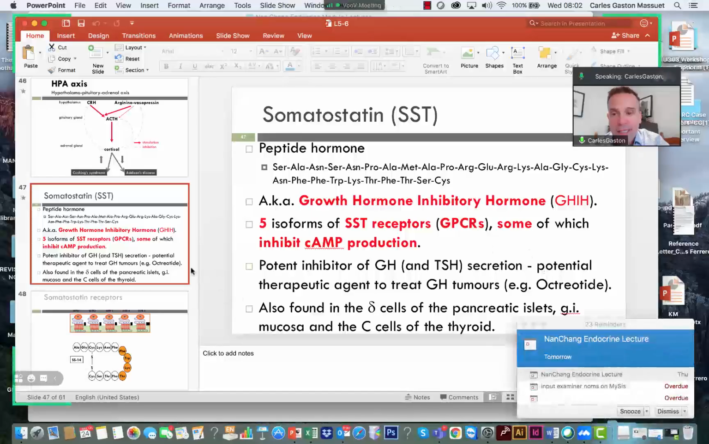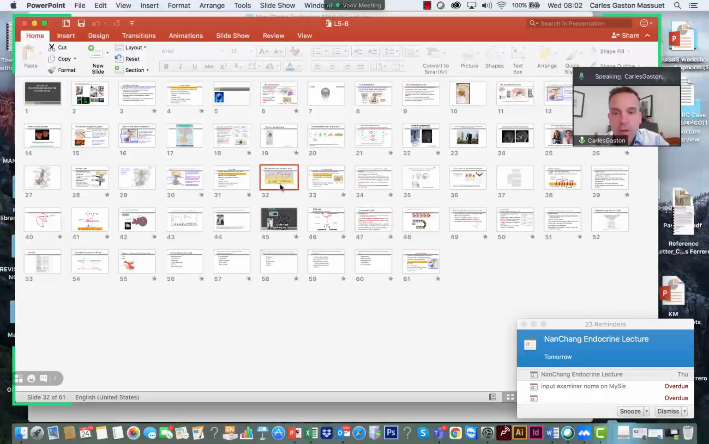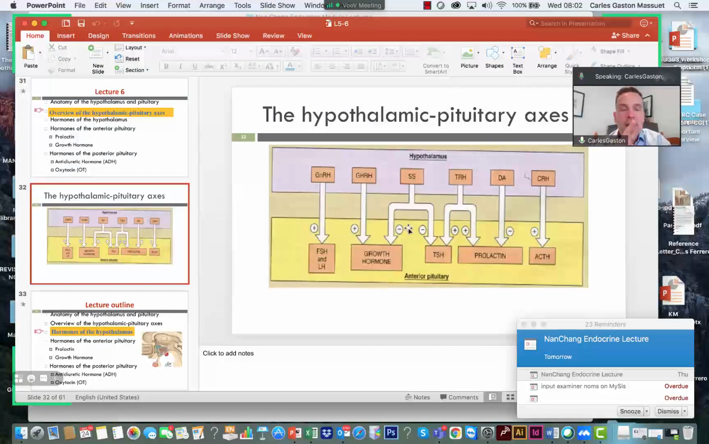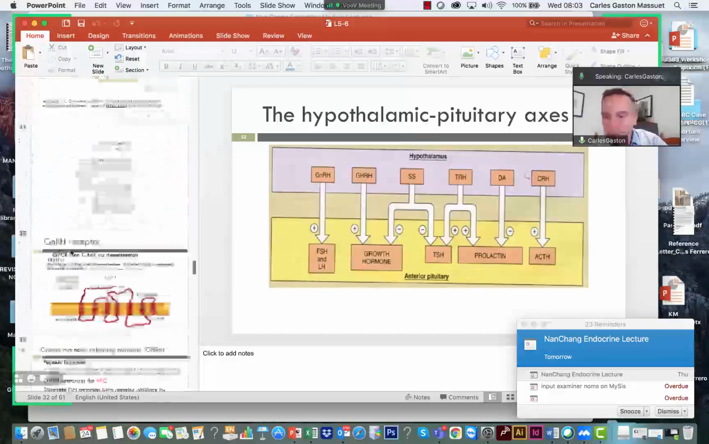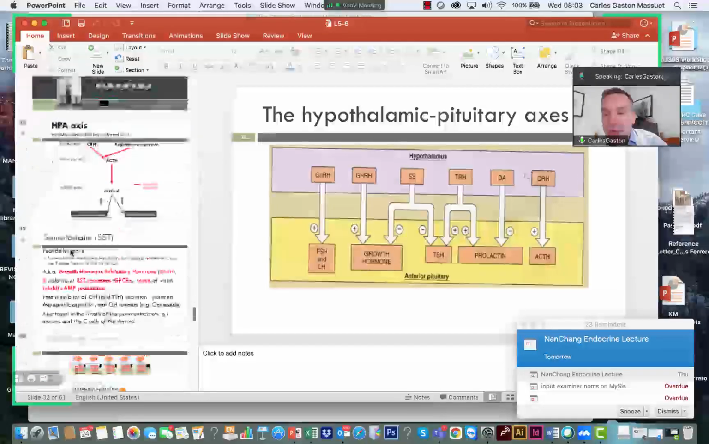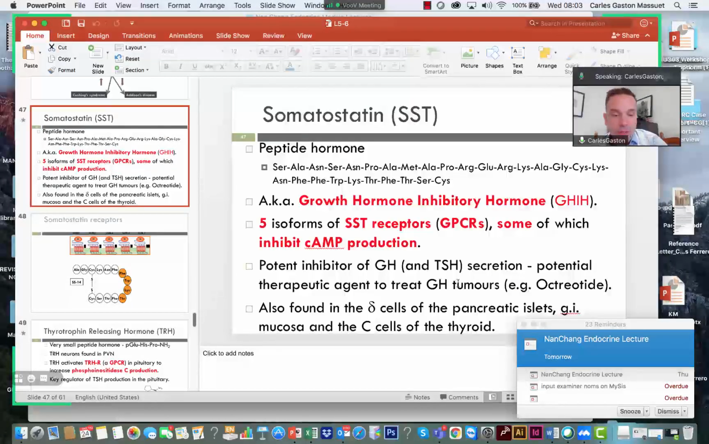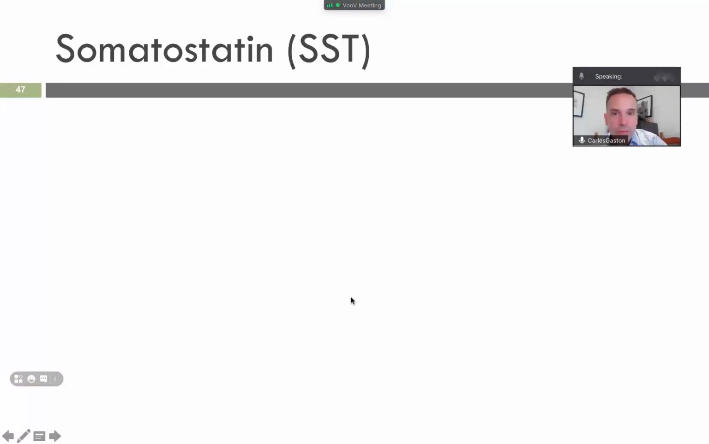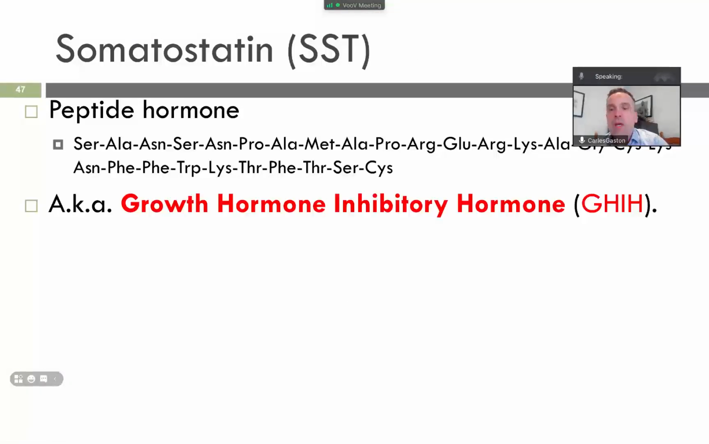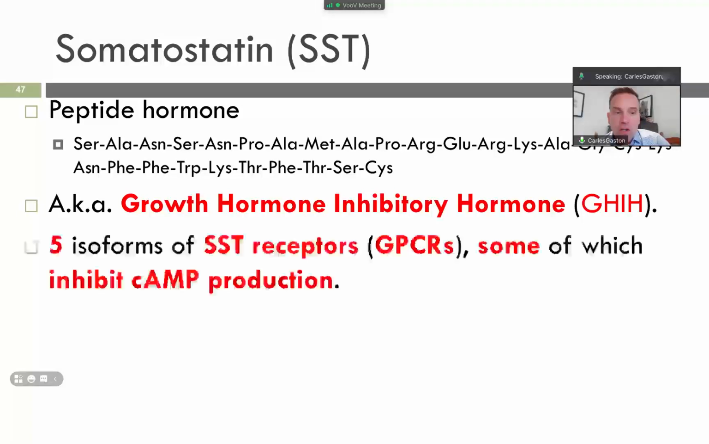If we go back to that slide, let me put that slide up just for you to remember. Here we have somatostatin. There are two hormones in the hypothalamus that have an inhibitory effect, somatostatin and dopamine, okay? So this is a very useful summary slide. So if we go back to somatostatin, it's growth hormone inhibitory hormone.